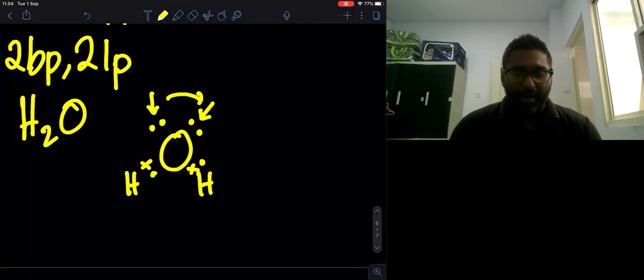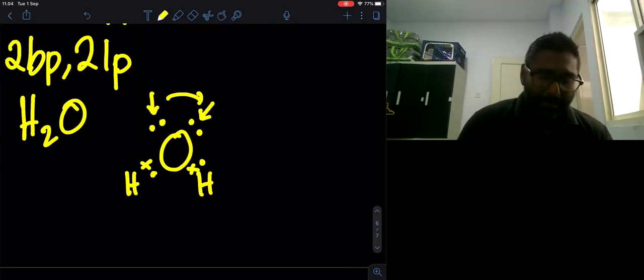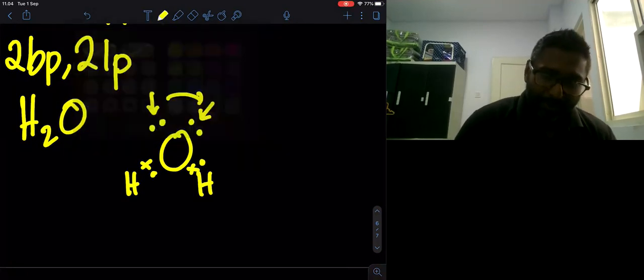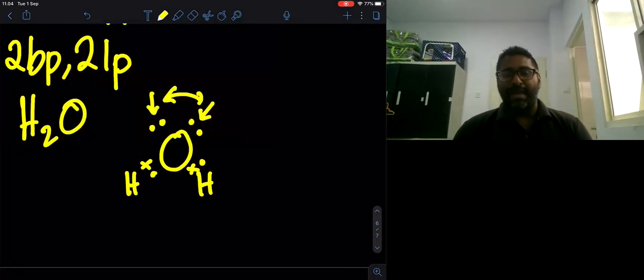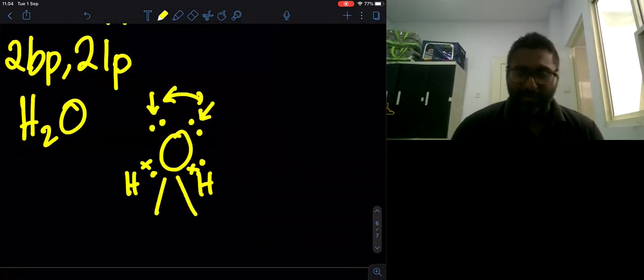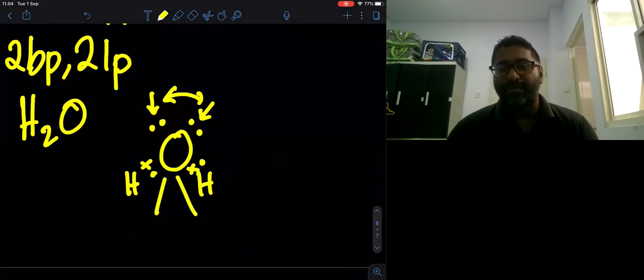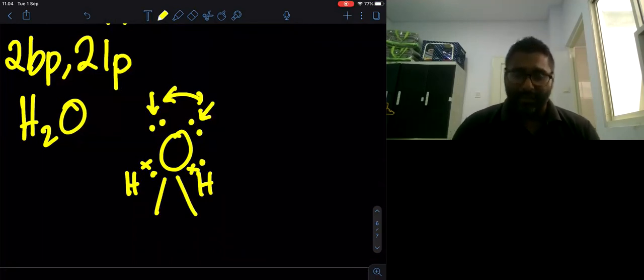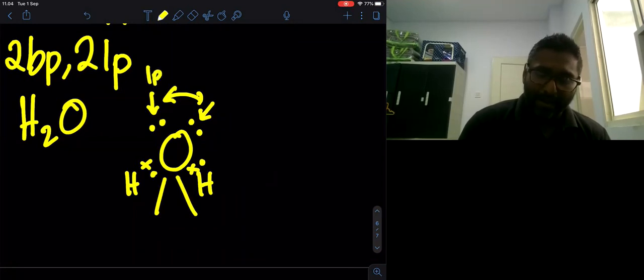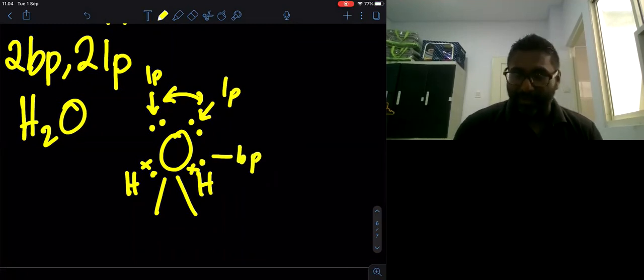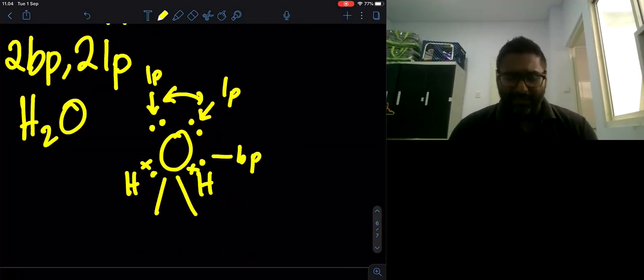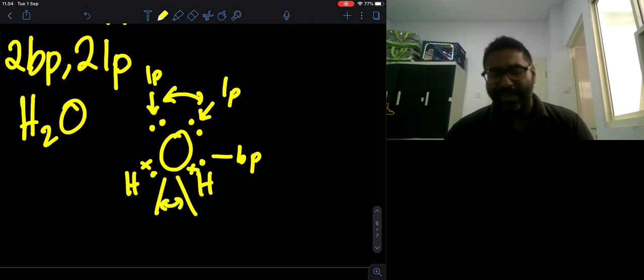So this strong, bigger bond angle over there is going to make the angle over here much smaller. There is more repulsion between lone pairs, and also repulsion from bonding pair and lone pair as well. So whatever it is, the bond angle over here will be way smaller.